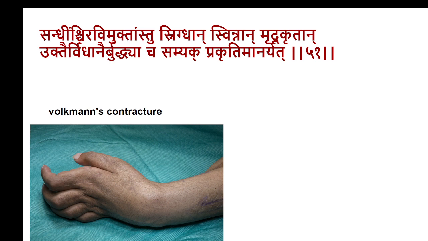Of course, the Volkmann's contracture, which is a complication of the fracture, is now a very serious issue, and it occurs due to damage to the nerves as well as the vessels. Whereas there could be some adhesions. Adhesions can be easily separated, whereas a contracture which has occurred cannot be easily separated.